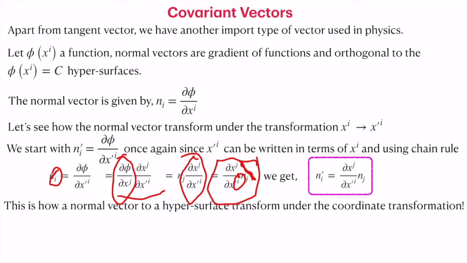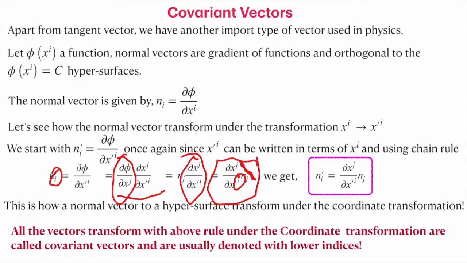These are all orthogonal to the hypersurface phi of x i equal to constant, and in general any vector which transforms using this transformation rule is a covariant vector, usually denoted by lower indices. Now we have two types of vectors: one is the contravariant vector, which is analogous to the velocity or the tangent vector to the curve, represented by upper indices.